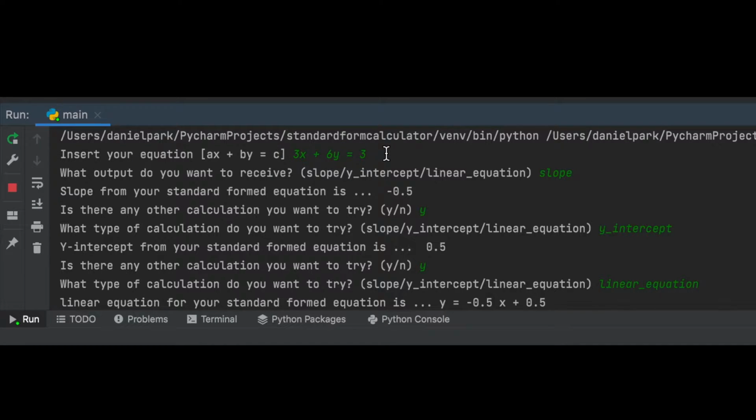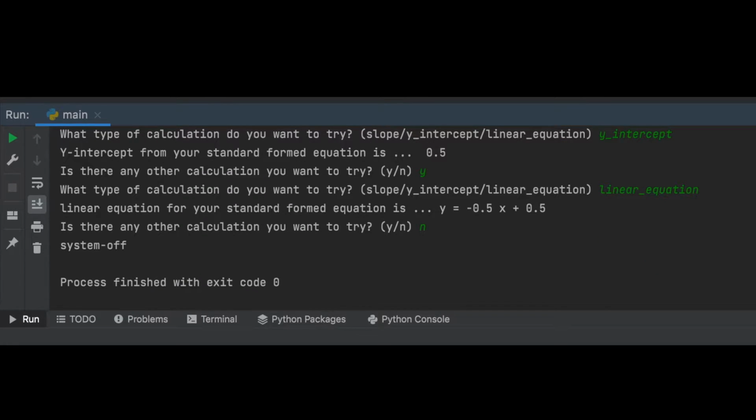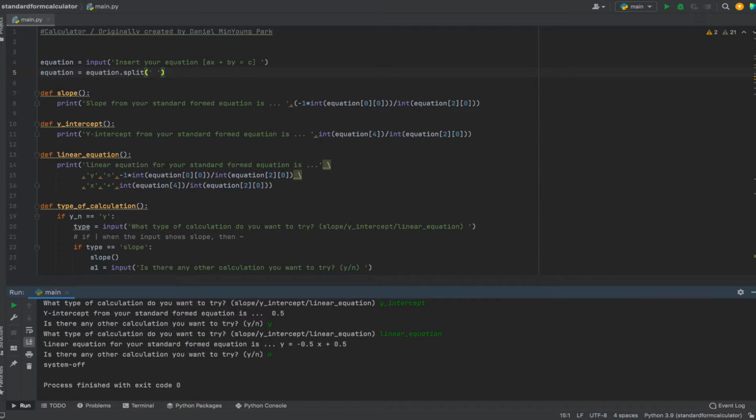So the output, which is 3x plus 6y equals 3, is converted to the linear equation, which is y equals minus half x plus half. And since I had all the calculation using the standard form calculator, if I insert n next to the question, it'll automatically turn off the system.